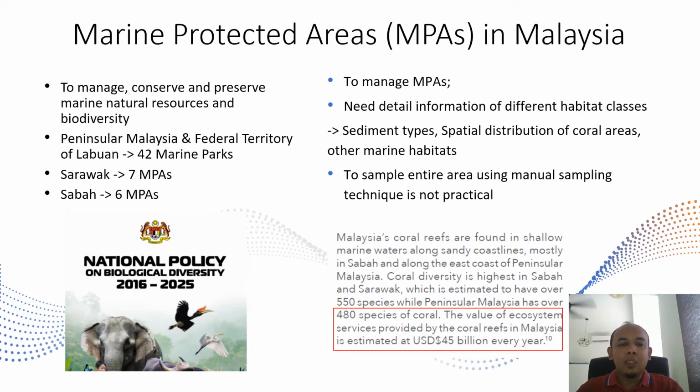One way to manage the MPA is to produce detailed maps of the area showing what habitats can be found there. To do that, we have to sample the entire area, for example almost 55 marine parks. Using the conventional method of manual sampling is not practical. It's not feasible for this area.